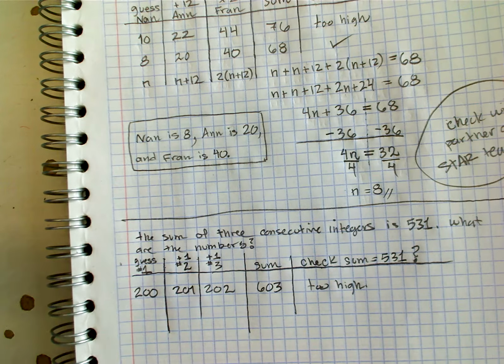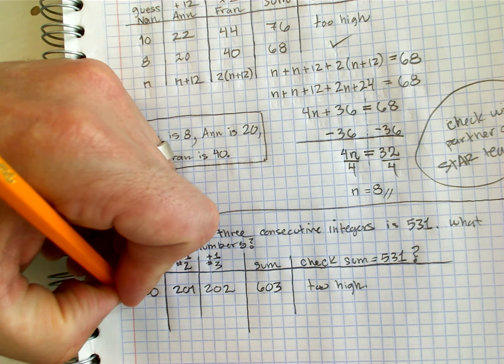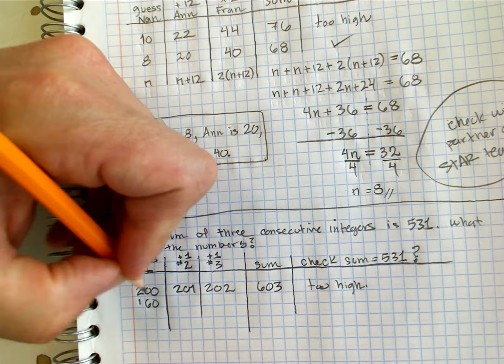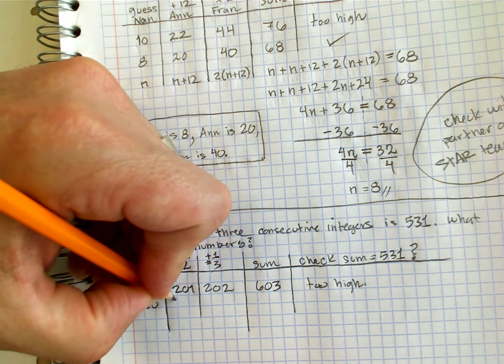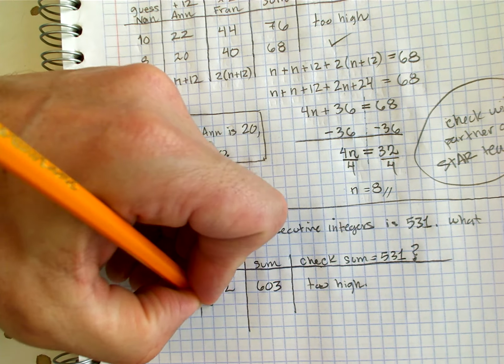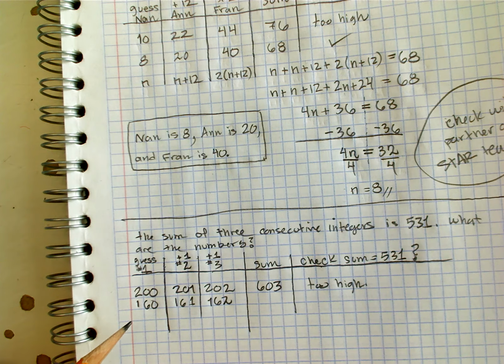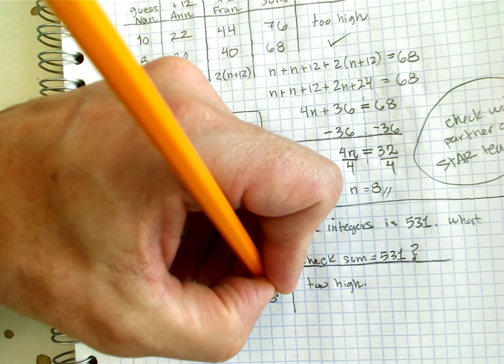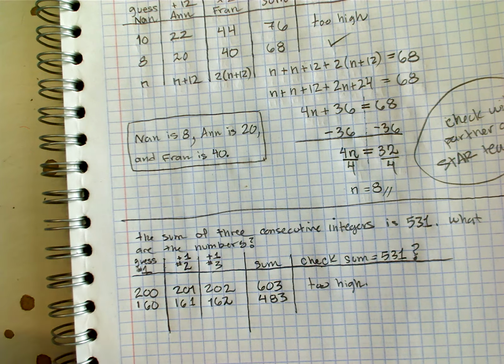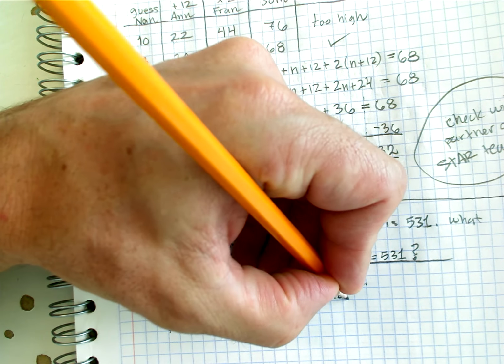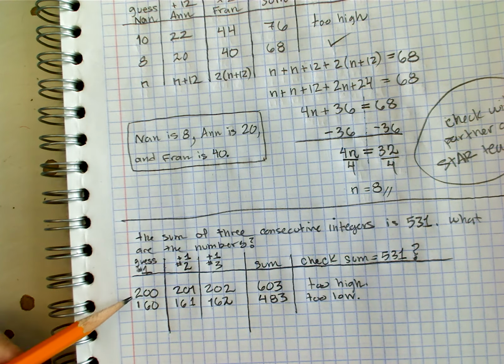Maybe go down to like, I don't know, 160. And that makes this 161 and this 162. And when I add those up, I get 300, my 60s, my 360s make 180, so that's 480. 481, 482, 483. That gives me 483. And that's too low. So this is what's great about guess and check also. Now we've got kind of a range to think about.